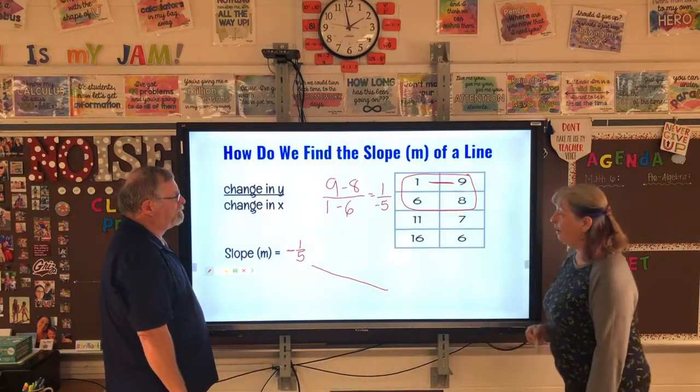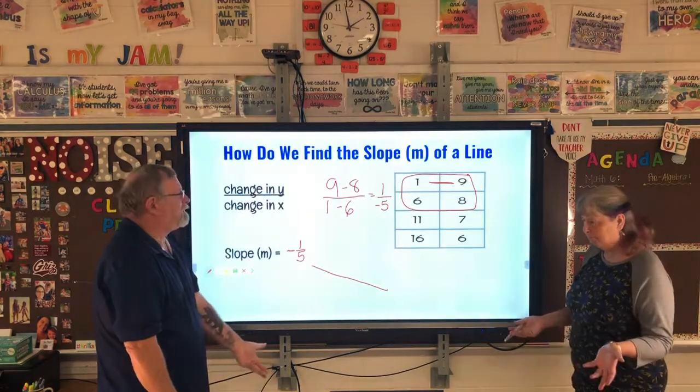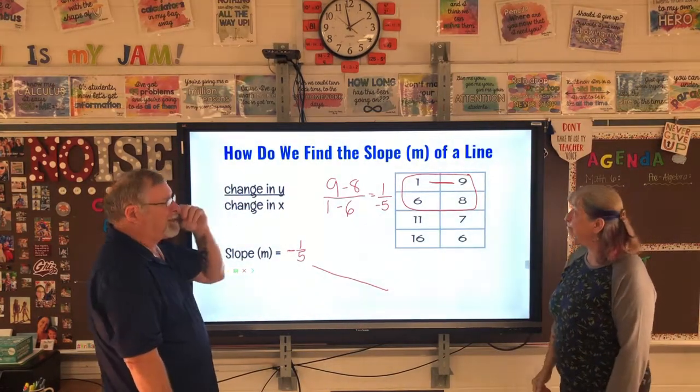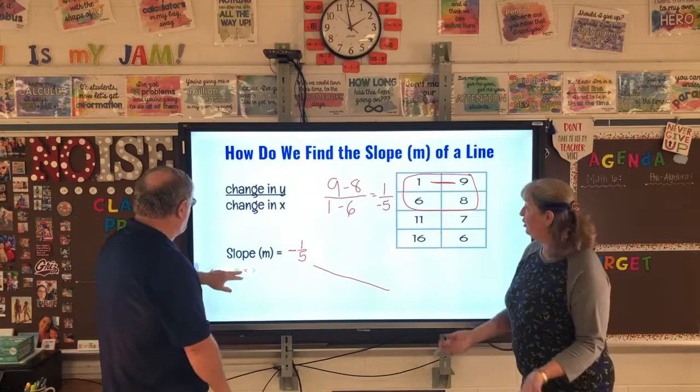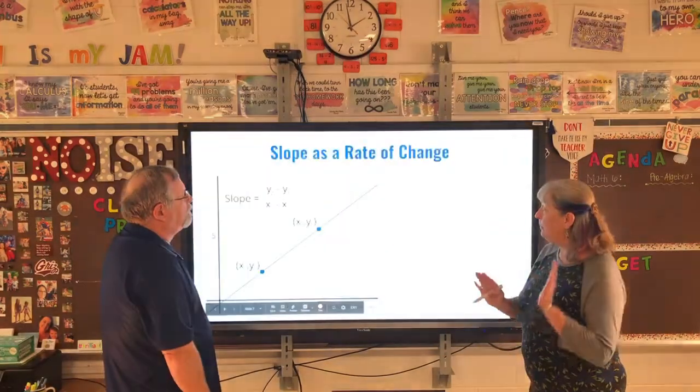Excellent. All right. So that's pretty much what calculating the slope off of 2 points is going to look like. You can pick any 2 points, just keep them logical.